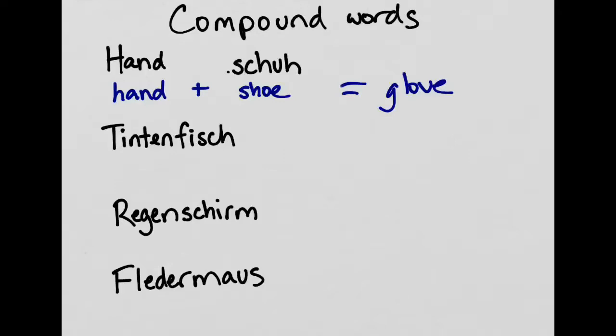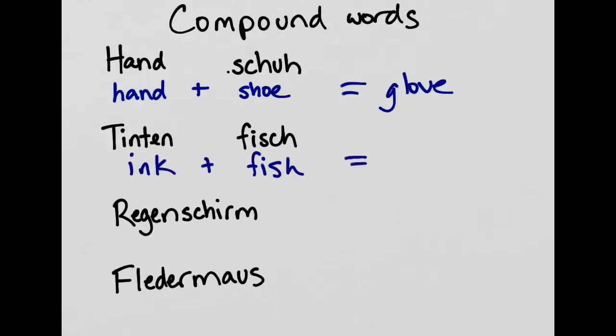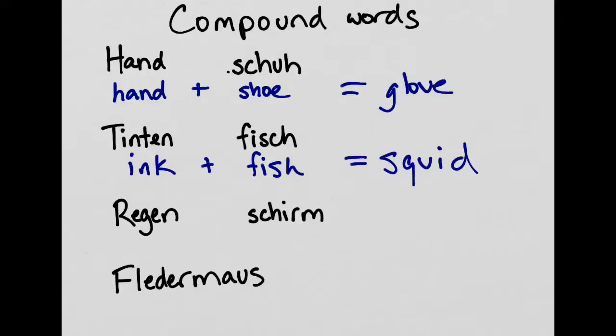Let's do another one. This is Tintenfisch. Move this over. Tinten, the word for ink, plus Fisch, fish. What would be an ink fish? Squid. Tintenfisch is a squid. Regenschirm. Regen is the word for rain. Schirm is the word for shield. Some languages might just make a new word instead. German puts them together. Regenschirm, rain shield, to us, it's an umbrella.